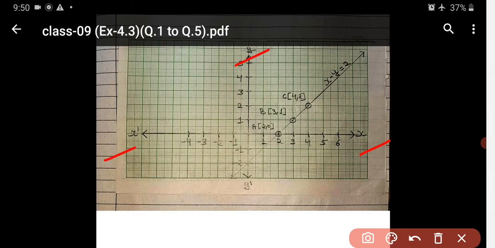Draw the x-axis, y-axis. Your first point is 2 comma 0, put a point and write the name a, 2 comma 0. Second point is 3 comma 1, on the 3 and then 1 you will write the name b. And third point is 4 comma 2, on the x 4, on the y 2, just put a dot, make a circle, write the name c, 4 comma 2. Now draw a straight line which passes through these points. So it is your required graph, and write the equation also on the graph if possible. So you will write x minus y is equal to 2. So it is your required graph for the second part.